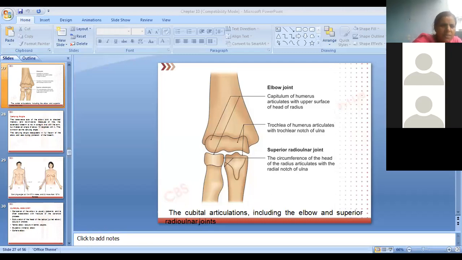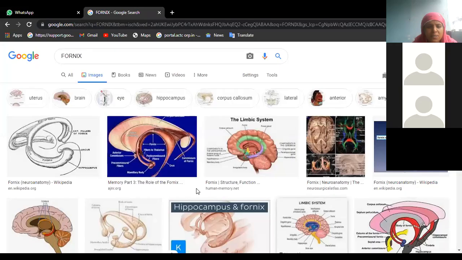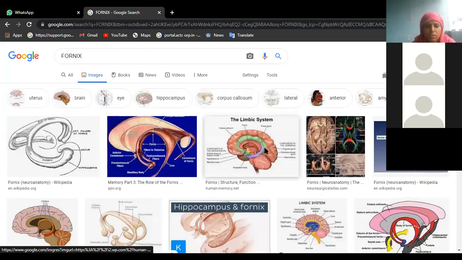Where did we see the fornix when we were doing this corpus callosum? We did just now, right? Just below that septum pellucidum, we have seen that fornix. Fornix is actually a part of the limbic system, which we will study in physiology.